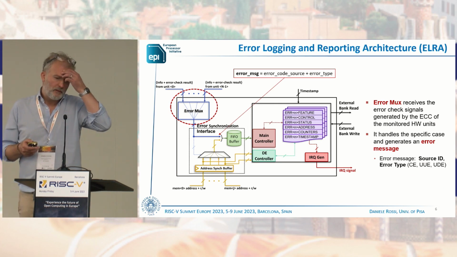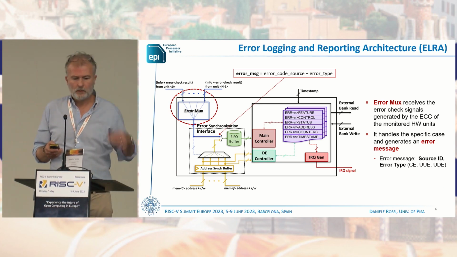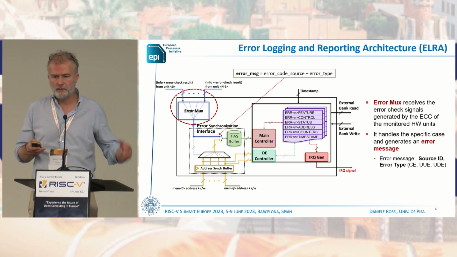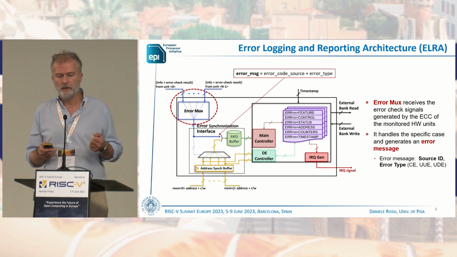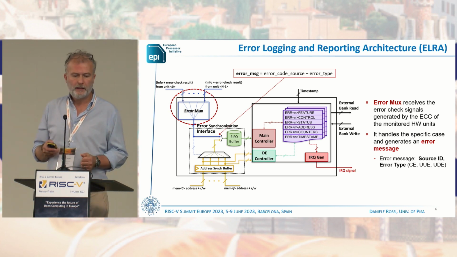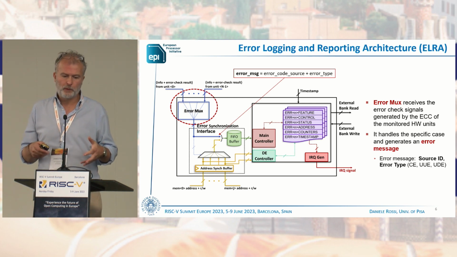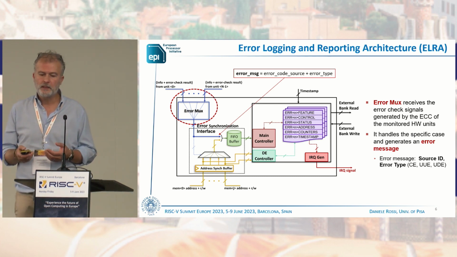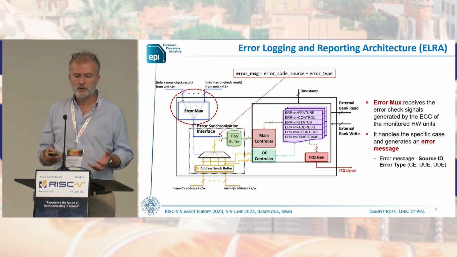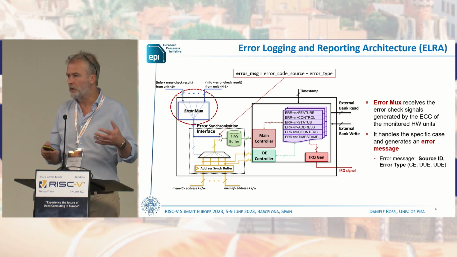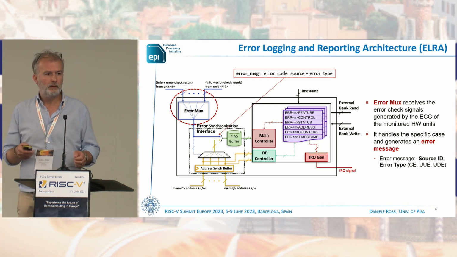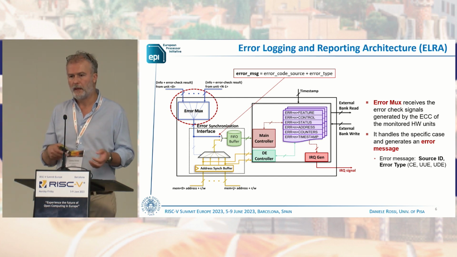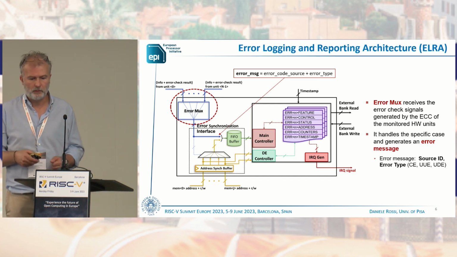So we have developed this RAS peripheral that includes several blocks. First of all, let's start with the error mux that takes the control signals provided by the error checking hardware, and then combines them properly, and provides as an output the error message that includes an error code source, which identifies the block generating the erroneous data, and then also the error type according to the classification that we have seen before, so either corrected or deferred or urgent.